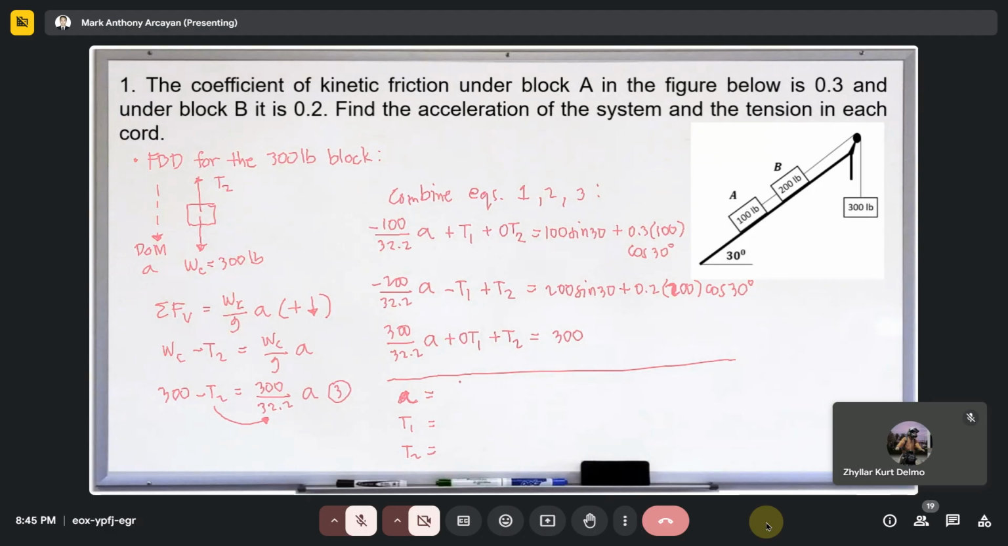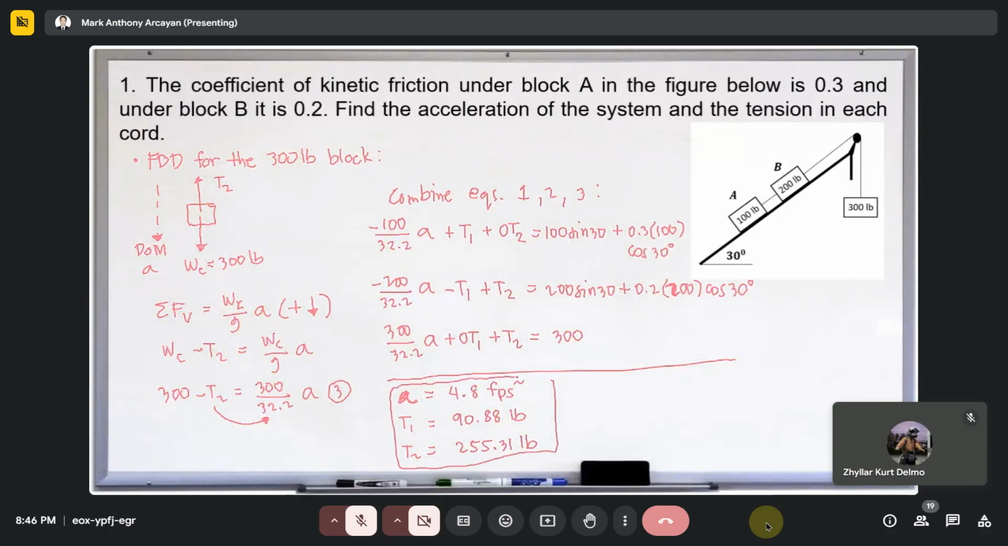Okay, the acceleration that I've got here is 4.7966 or 4.8 feet per second squared. My T1 is 90.88 pounds, and my T2 is 255.31.